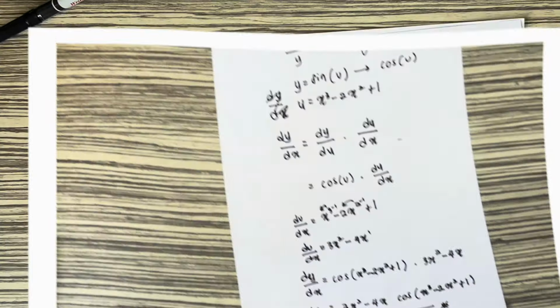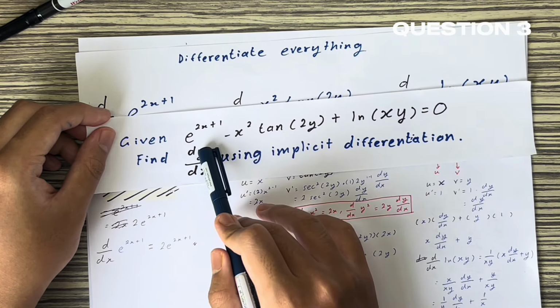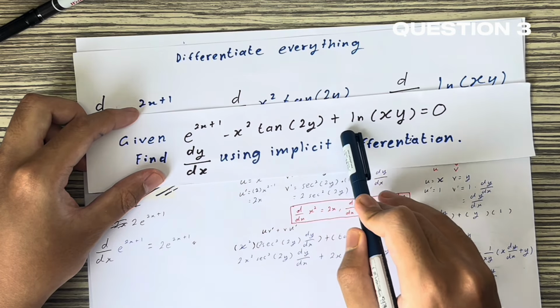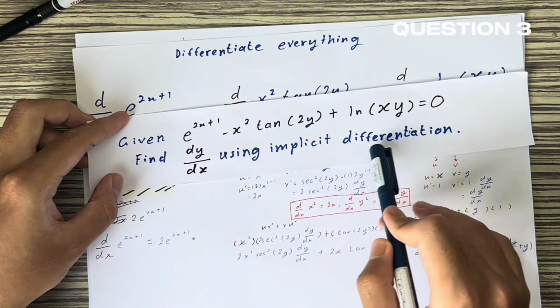See ya. Now let's move on to our next question. You see here, given e to the power of 2x plus 1, minus x squared times 2y, plus ln xy equals 0. Find dy/dx using implicit differentiation.